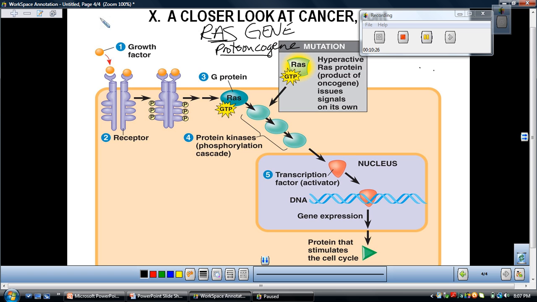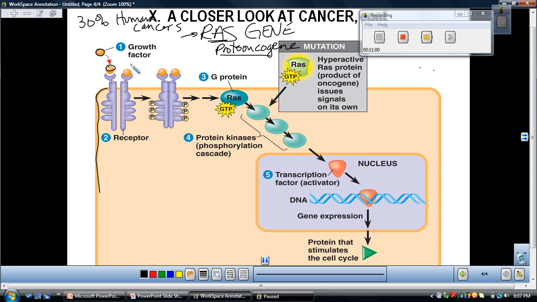Now, just so you know, this is a side note, not that you have to memorize this, but this RAS proto-oncogene that I'm about to show you basically accounts for 30% of human cancers. So 30% of human cancers fall into this category. It's a pretty good picture. Here's the cell membrane, the plasma membrane. These little purplish things are receptors in the cell membrane. The little circles coming up here are growth factors.